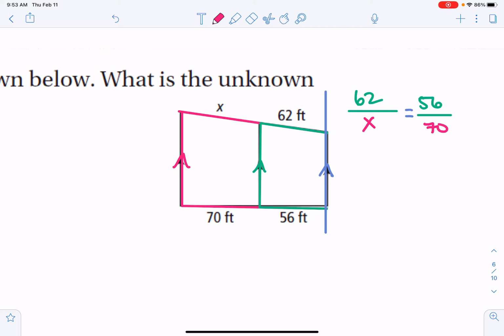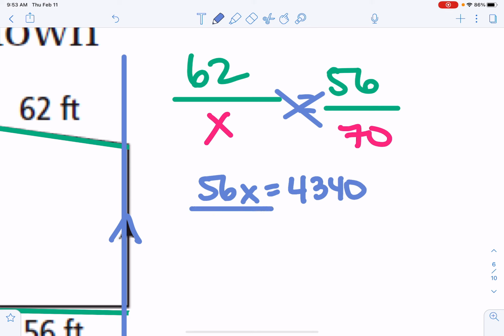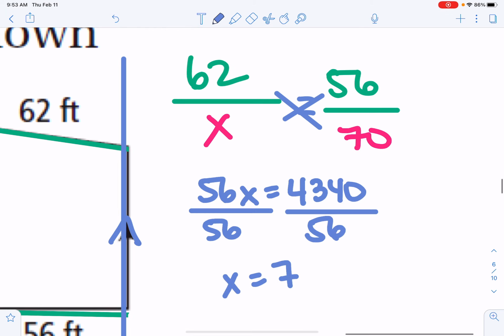And then just cross multiply and solve. These I don't think I can do in my head. I'm going to have to use my calculator. So 56x equals 70 times 62. That's 4340. Divide both sides by 56. And I got 77.5 feet.